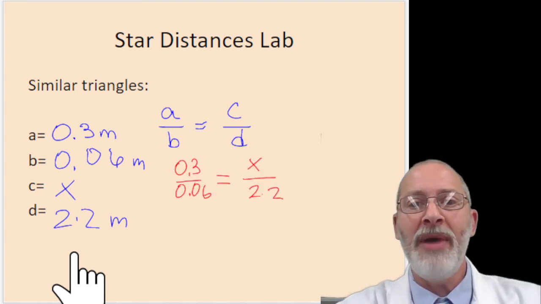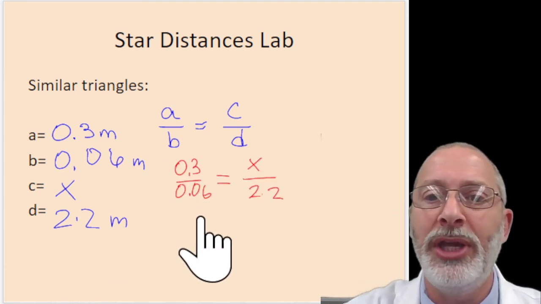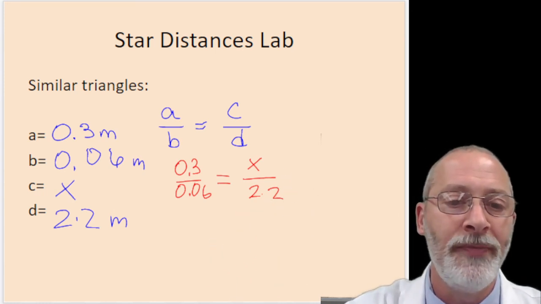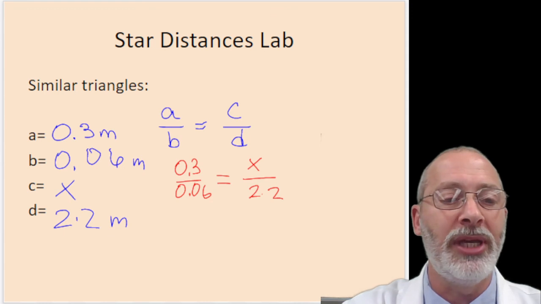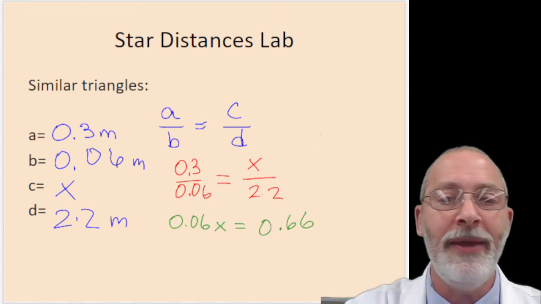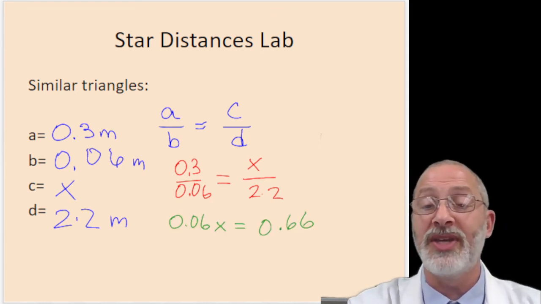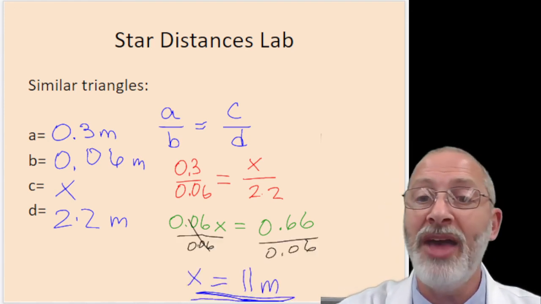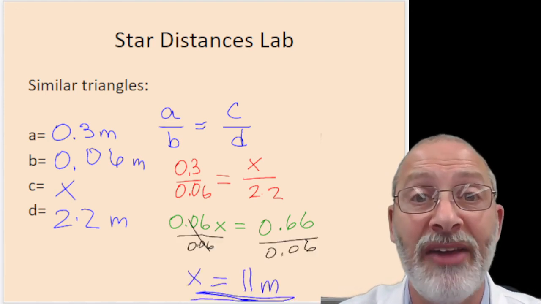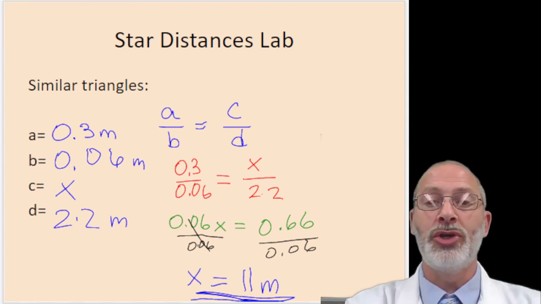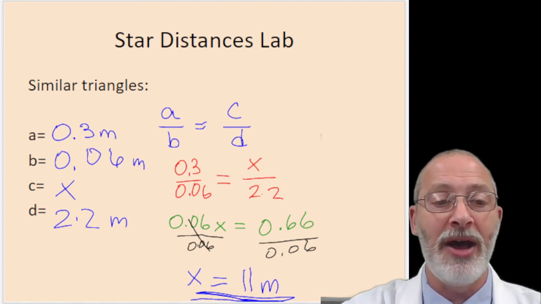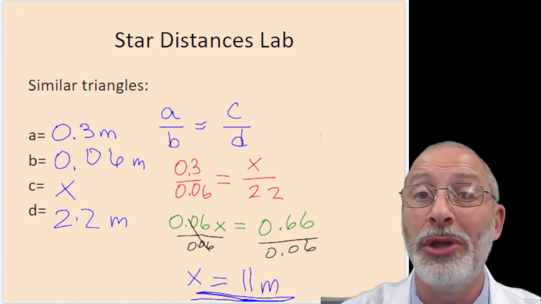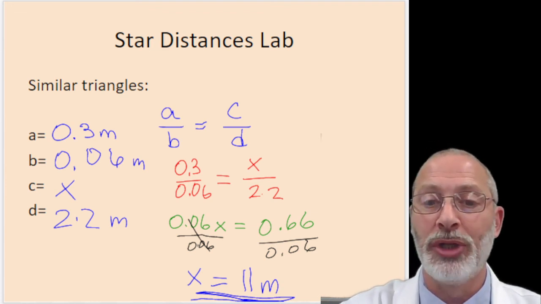So if you do the math, you can set it up. 0.3 over 0.06 equals X over 2.2. And if you simply cross multiply, you'll get 0.06x equals 0.66. Do the math, and your answer is 11 meters. So you can do the math yourself and check that out. But if you're here in person, we're going to do it in real life, and we'll see how close you are to the actual answer.